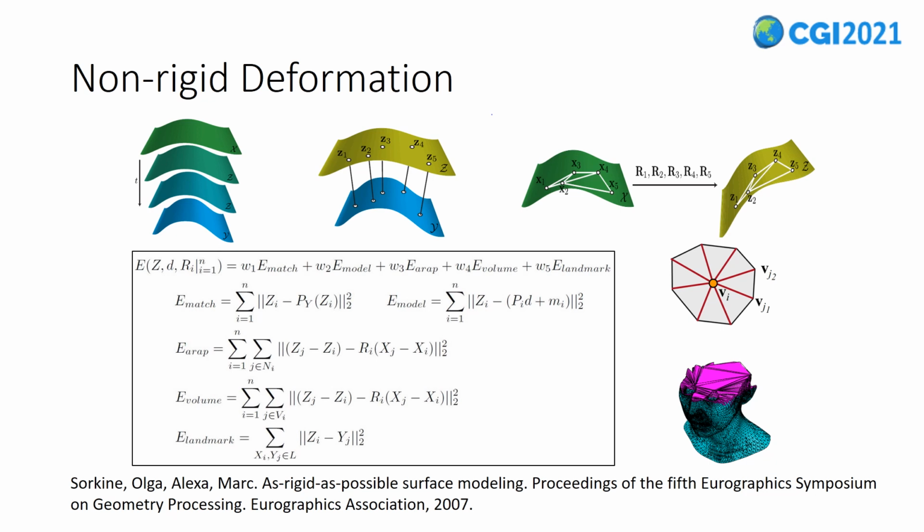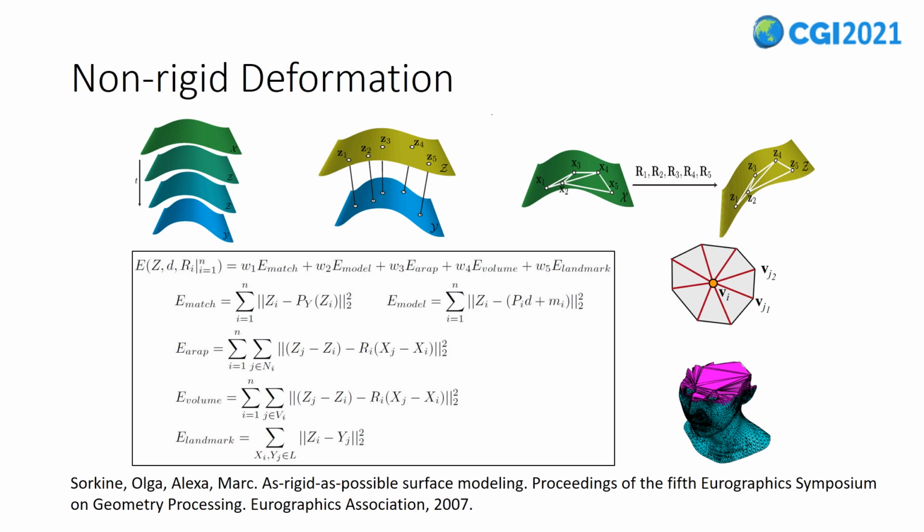The matching energy measures how close the deformed template mesh is to the target. The as-rigid-as-possible energy term is adopted to keep the transformations of neighboring points as similar as possible, to ensure local rigidity. The volumetric energy term is used to avoid the intersection of the triangles.